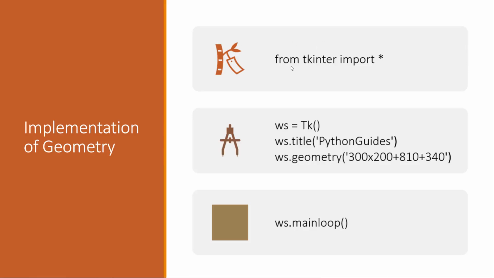Here is the implementation of geometry in Python Tkinter. First, we have to import the Tkinter module. Then we have to create an instance of TK object. So I have named the instance as WS. Then I have to create a main loop. Then using the instance name, we are creating the geometry. So ws.geometry, geometry is the keyword. And then 300 is the width, 200 is the height, 810 is the X position, and 340 is the Y position. Let's go ahead and implement this code on our VS Code editor.